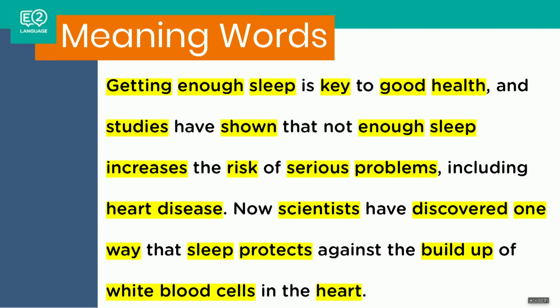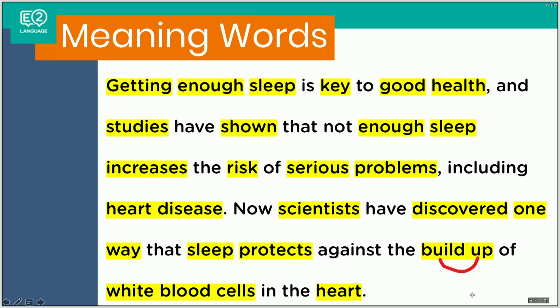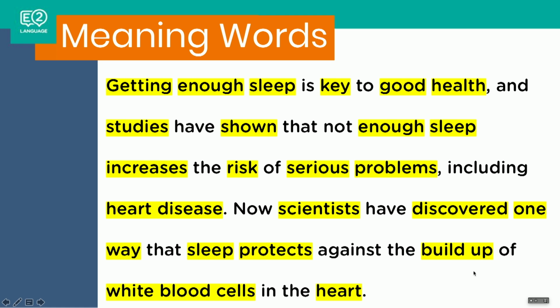One, yeah, maybe not actually. Way, yeah, it's sort of not that much meaning. Sleep, yes. Protects, definitely. Build up, yes. You can see that it actually, the meaning here actually comes from the two parts of the word. This preposition is combined with this one here to make meaning. White blood cells, yes, and heart.